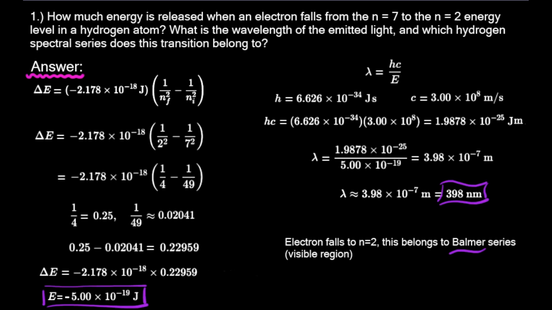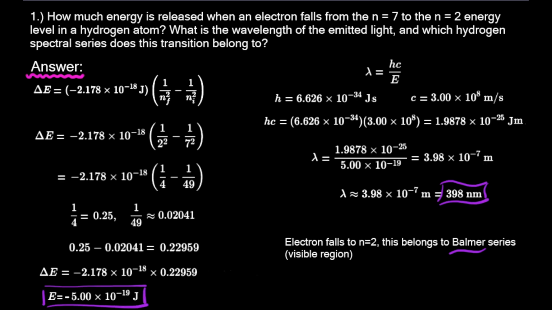Let's solve this hydrogen atom problem step by step. We are asked to find the energy released, the wavelength of the emitted light, and the hydrogen spectrum series when an electron drops from n equals 7 to n equals 2. First, we need to use the Rydberg's equation, which is delta E equals negative 2.178 times 10 to the negative 18 joules, multiplied by 1 over n final squared minus 1 over n initial squared.